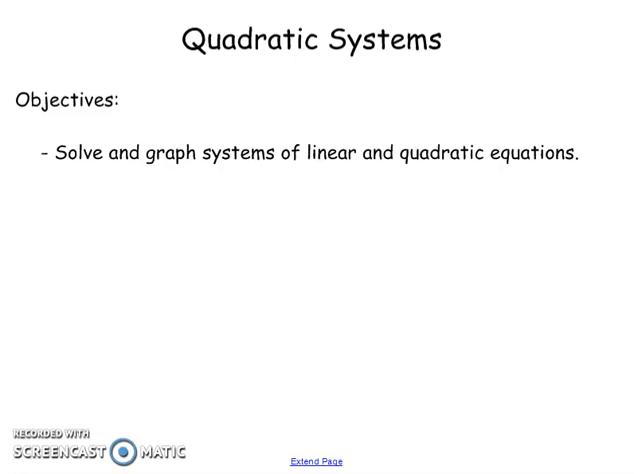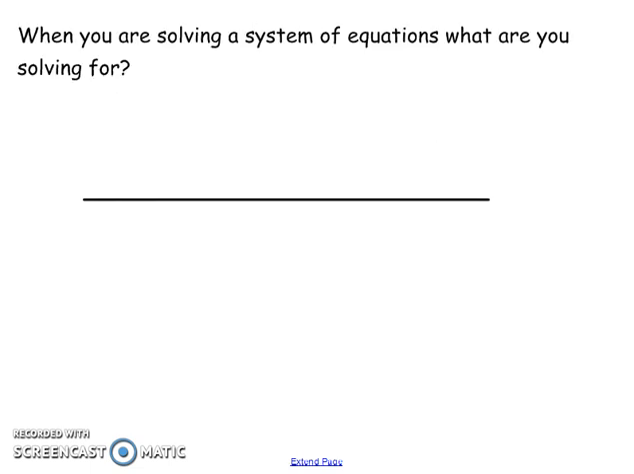So today we're going to talk about quadratic systems. We're going to be able to solve and graph systems of linear and quadratic equations. When you're solving a system of equations, what are you solving for? So when two graphs are graphed on the same coordinate plane, we're looking for the point of intersection, where those two graphs intersect.